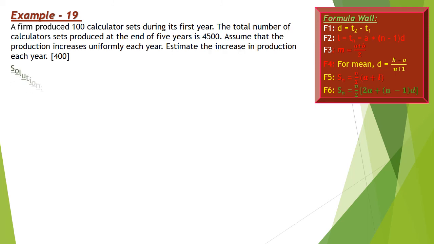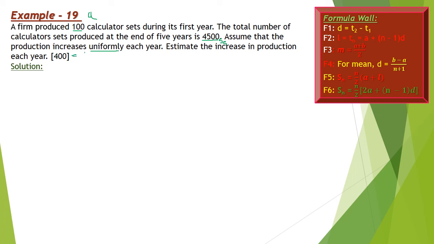Now understand this question. The firm produces 100 calculator sets during the first year, that is the value of A, and the total number of calculator sets produced at the end of 5 years, that is S5. Assume that the production increases uniformly, means in equal amount. Estimate the increase in production, that is D. You have to find the value of D.